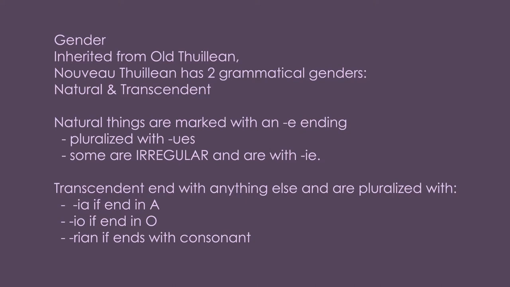Then transcendent things, which is the other grammatical gender, are pluralized with I-A if the noun ends in A, and I-O if it ends in O, and R-I-A-N if it ends in a consonant. So that's A to Ia, O to Io, and any consonant just goes to Rian.